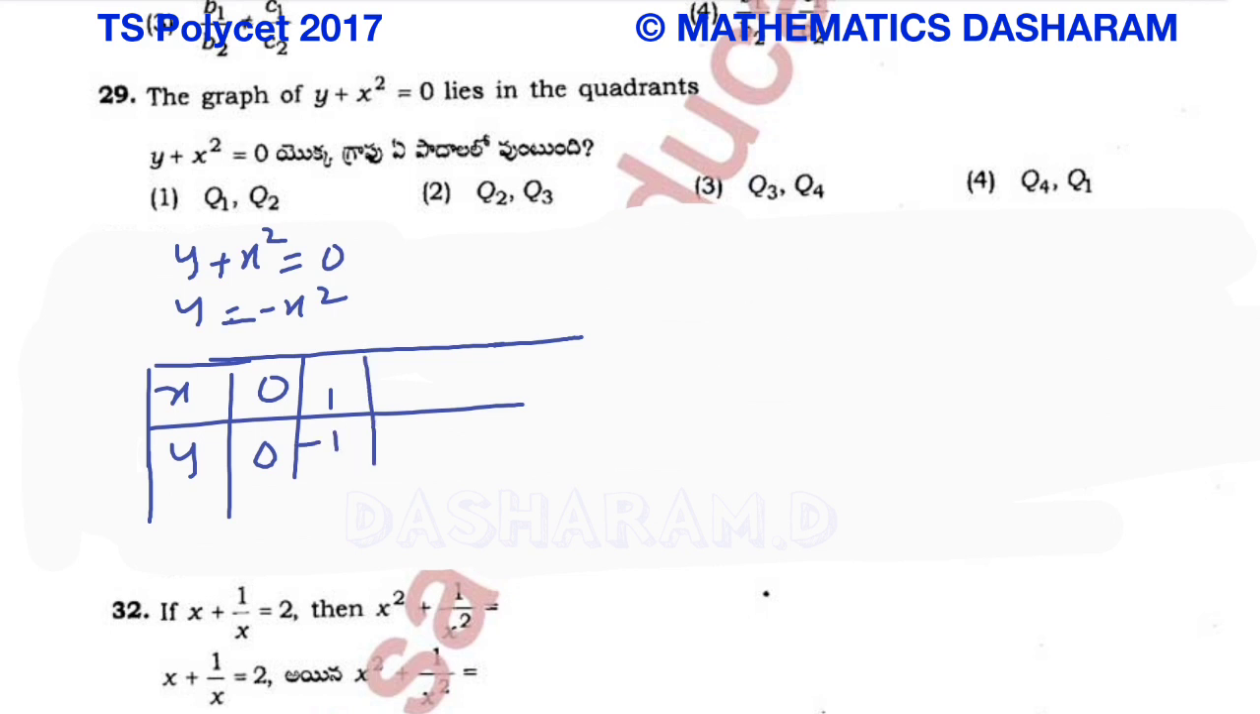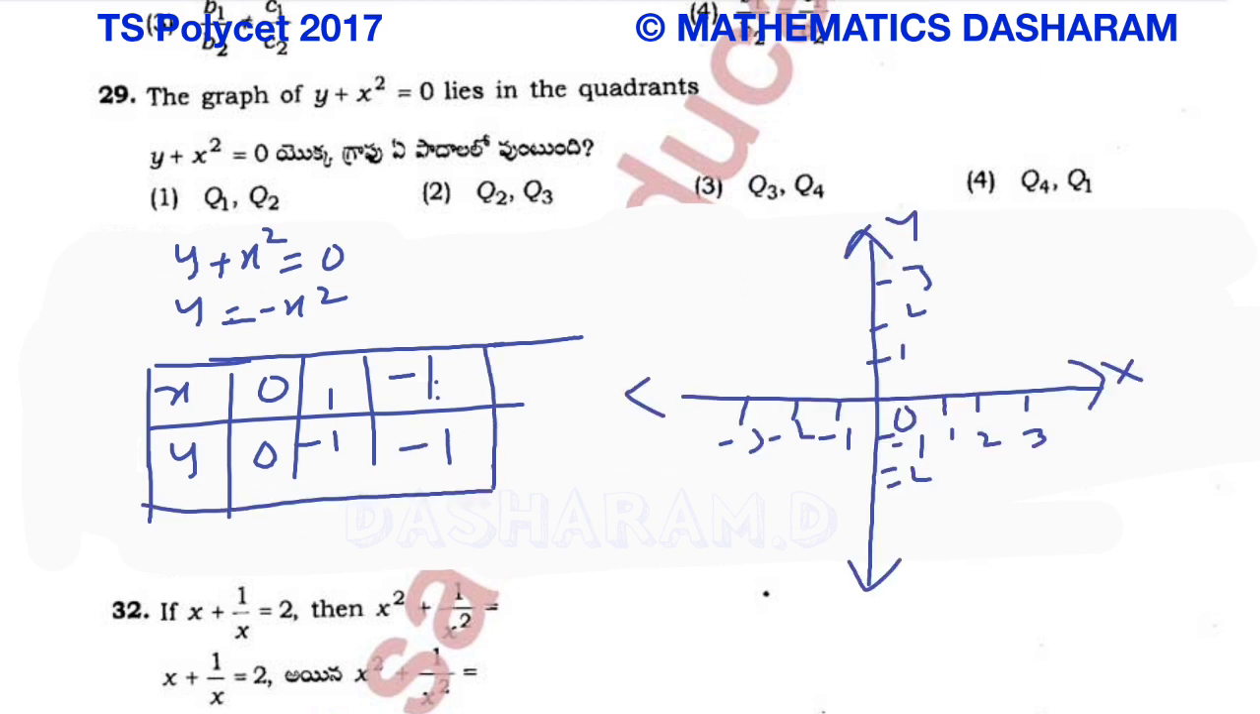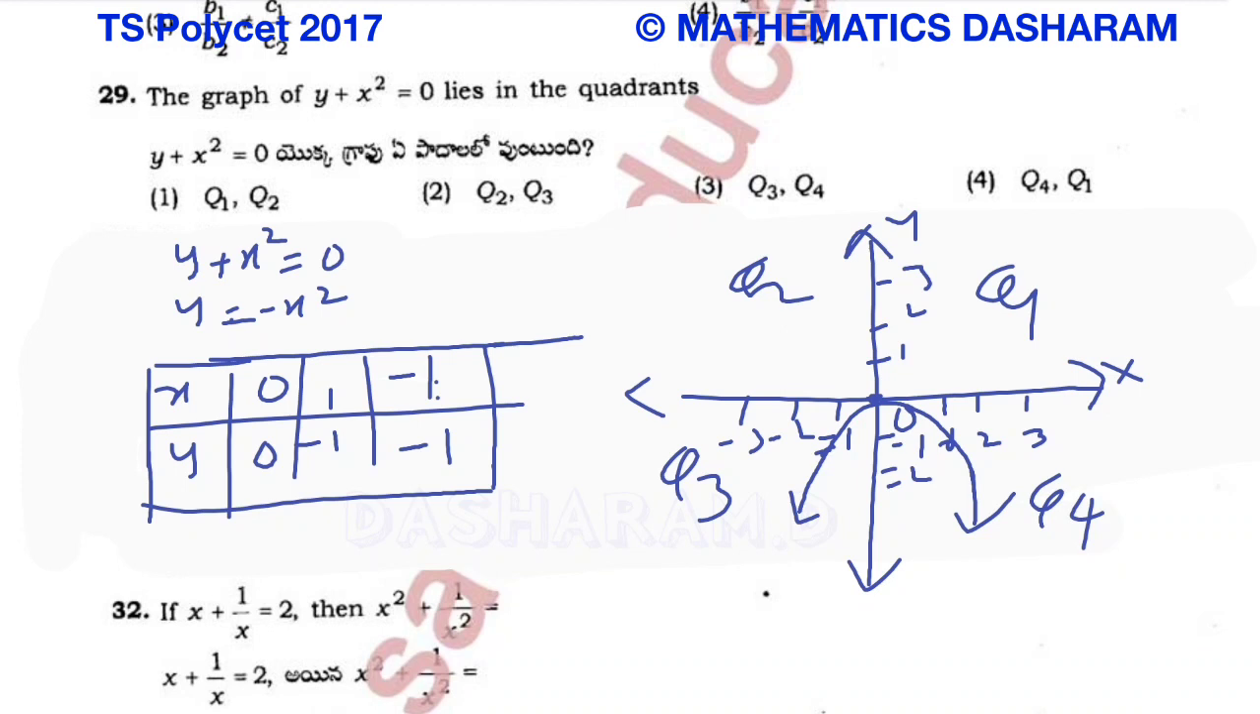Next, x value minus 1, so y is minus of minus 1 whole square, which equals minus 1. So the first point is 0 comma 0, second point 1 comma minus 1, and next minus 1 comma minus 1. So here we will get a parabola opening downwards. So this is Q1, this is Q2, this is Q3 and this is Q4. Now this graph lies in Q3 and Q4, so option 3 is correct.